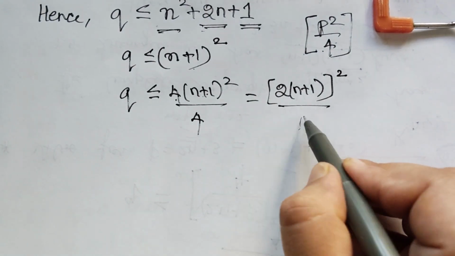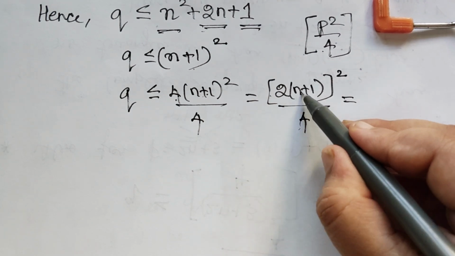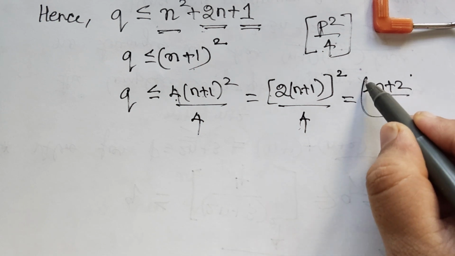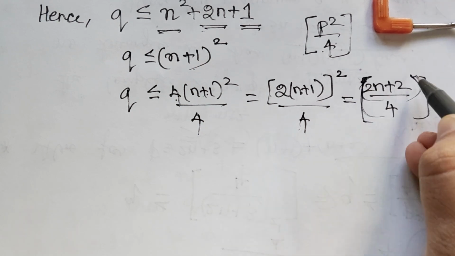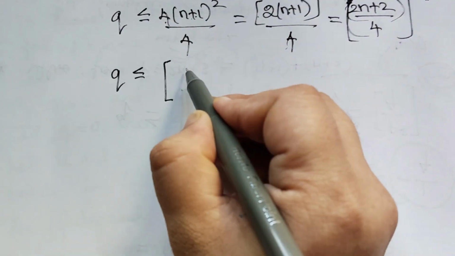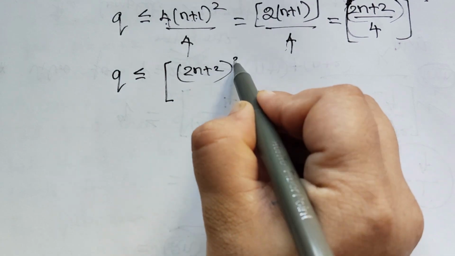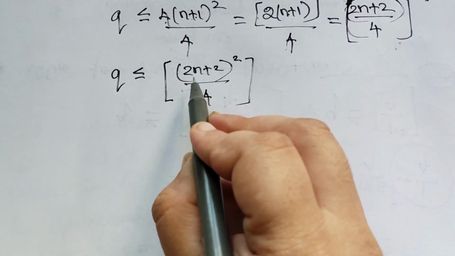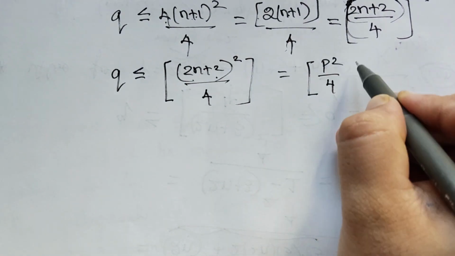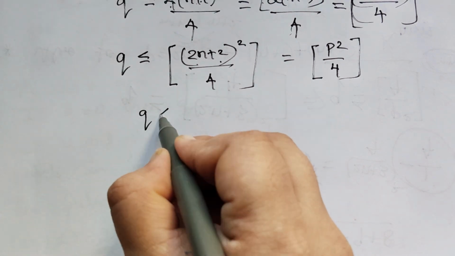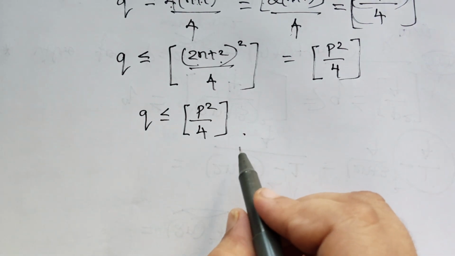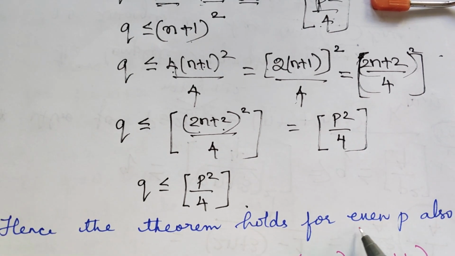And divided by 4, and so that will be equal to, when you multiply this 2 inside, it will be 2n plus 2 the whole square divided by 4, the integral part of this. Therefore we get q to be lesser than or equal to the integral part of 2n plus 2 the whole square divided by 4. But what is 2n plus 2? We have assumed it to be p, so that's equal to integral part of p square by 4. So therefore we have obtained q to be lesser than or equal to the integral part of p square by 4. Hence the theorem holds for even p also.